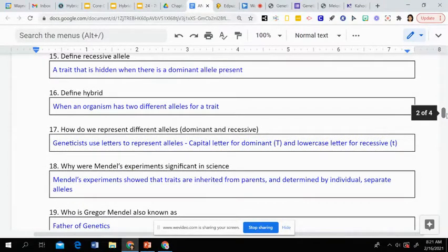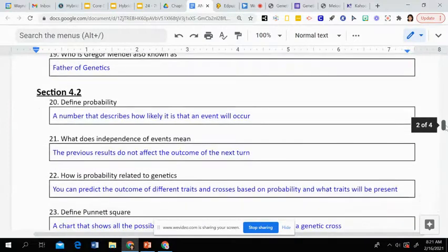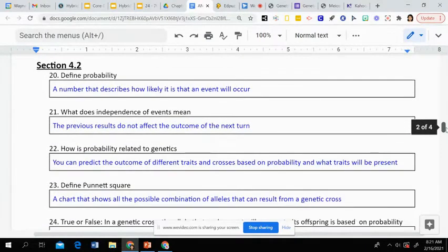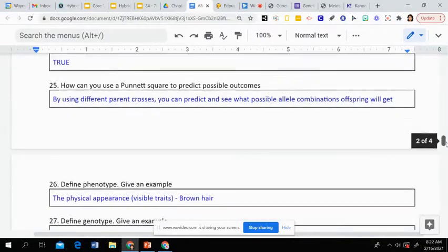Remember that we use a capital letter for dominant and a lowercase letter for recessive. How Mendel's experiments were significant, what is he known as, and then getting into section 4.2 on probability. What is probability? How is it related to genetics? Then using a Punnett square, what that is. How can we use that to predict outcomes?